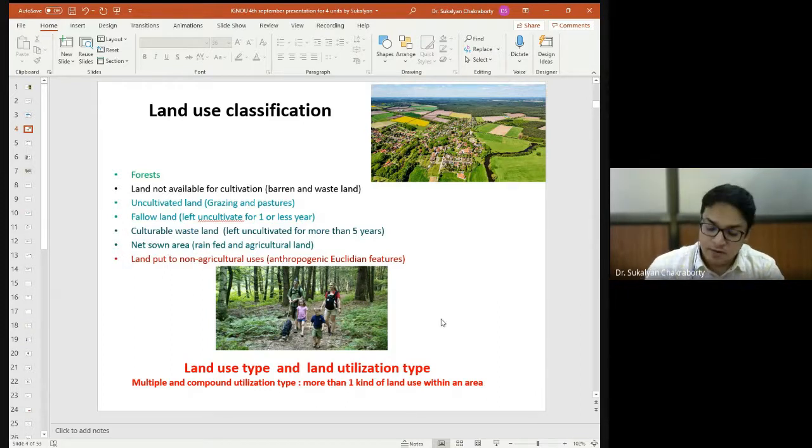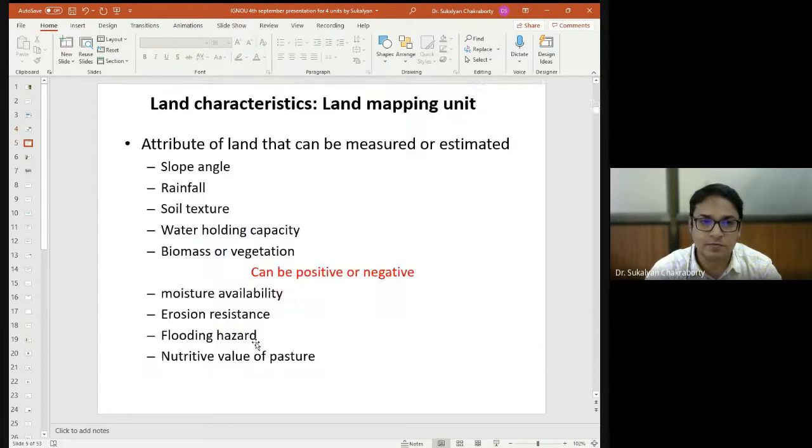Now, some areas or some land resources have multiple and compound utilization type. That means more than one kind of land use within an area. If you see this picture, it is actually a forest land, but it is also a recreational area where people are going for trails and all those activities. So it's a multiple used land. That means it is having a compound utilization type. Actually, managing this type of land use is very difficult, because you have to take into account many components at the same time when you try to manage them.